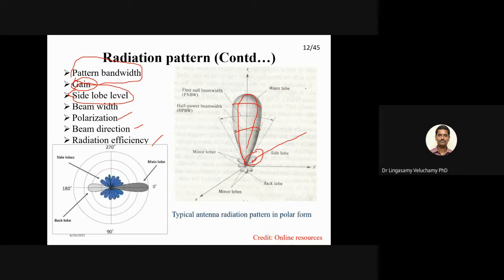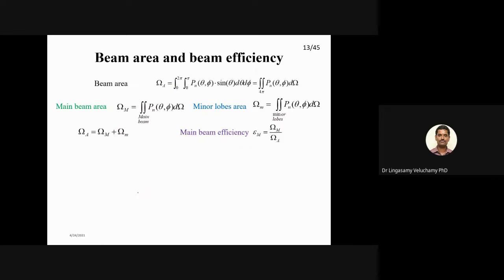Now, it's a typical radiation pattern you might have seen in the polar plot. It's a three-dimensional plot. From this we can clearly distinguish this is the main lobe, this is the back lobe, and this is the side lobe. From this we can find out which direction my antenna is radiating, what my polarization is, what my beam width is, and many things. Now another key parameter is the beam area and beam efficiency.